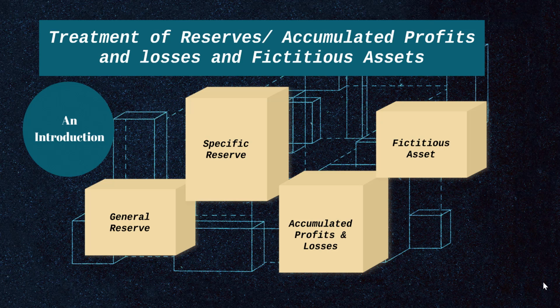Now, in this introductory video, we will understand the meaning of the term general reserve, meaning of the term specific reserve, meaning of accumulated profits and losses, and how to distinguish whether it's an accumulated profit or an accumulated loss, and finally, what the meaning of fictitious asset is. So let's go into that. We'll begin with general reserve.